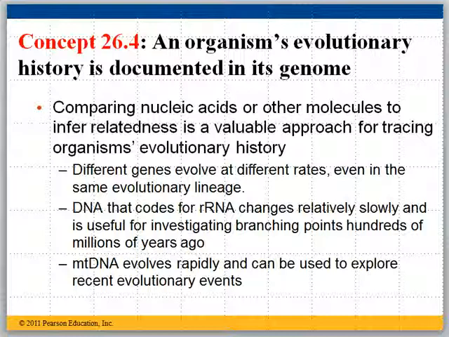And you can put that together with, say, mtDNA, which evolves quite rapidly and can be used to explore recent evolutionary events. mtDNA is the mitochondrial DNA. If you'll remember, the mitochondria have their own separate DNA. That organelle within the cell has its own separate DNA, and that evolves fairly rapidly. So we can use that as a method for examining recent evolutionary events.